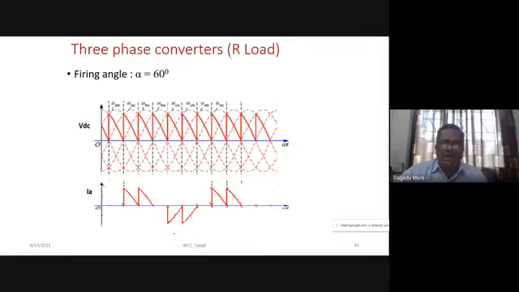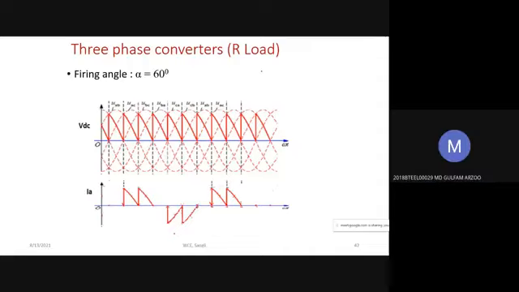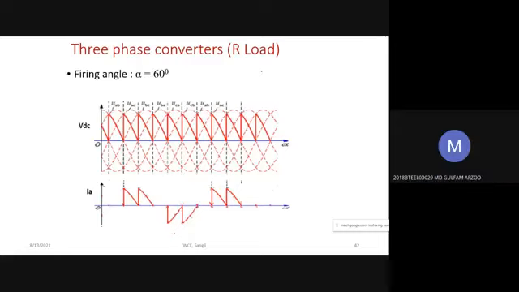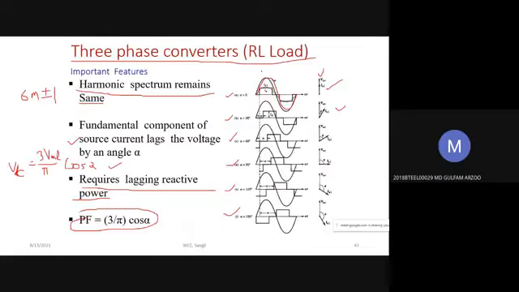We have seen that for R load, what is the range of alpha? We have just discussed. Our converter is having just a resistive load. What is the range of alpha for R load? Anybody? 0 to 60 degrees. Firing angle, yes, sir, 0 to 60 for continuous conduction.